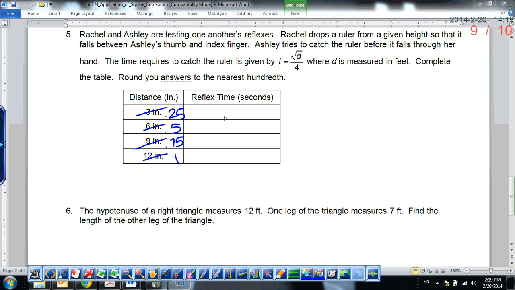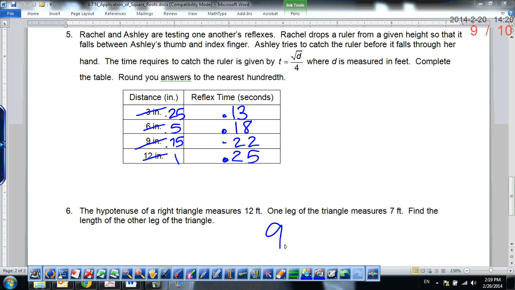And then give your reflex time. Be careful. If you are given rules for rounding, you must follow them or you will lose points. Okay? I don't care if you feel like you're being more exact. If I ask you to round to the thousandths, you have to round to the thousandths. That's 3 places. If I ask you to round to the hundredths, you have to round to the hundredths. Okay? If you're not given a rule, you need to round to the thousandths.